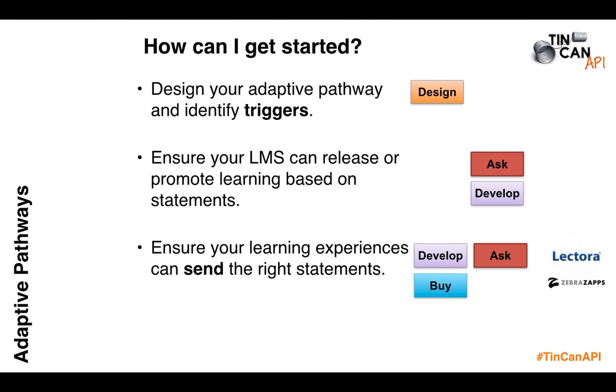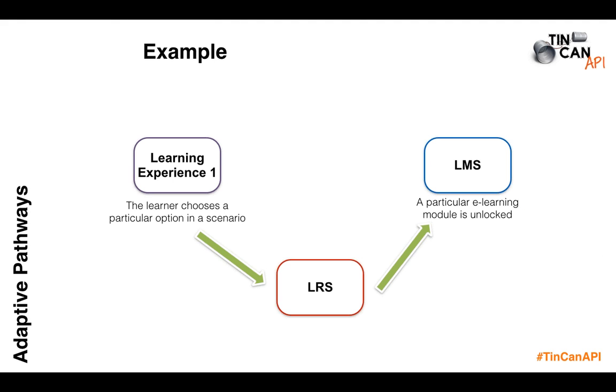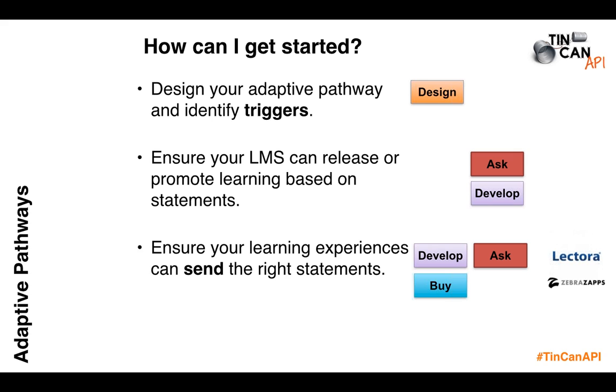So how do you get started? Well, you need to design your adaptive pathways. So what are the different journeys that you want the learners to take through your LMS? And then identify the triggers. So we talked about triggers before. The trigger is on the left-hand side here, Learning Experience 1, where the learner chooses a particular option in a scenario, but you can have a whole variety of different triggers. Anything that can be tracked with Tin Can can be a trigger.